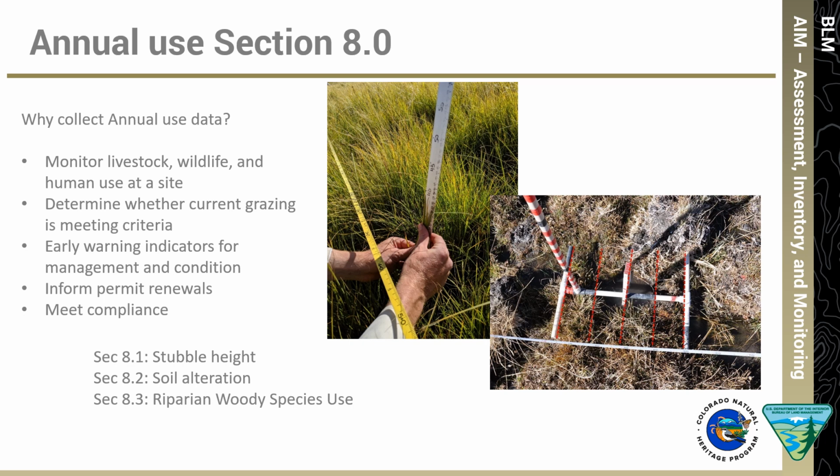There are 3 methods protocols included in the annual use section, which I will cover in this presentation: Section 8.1, stubble height, Section 8.2, soil alteration, and Section 8.3, riparian woody species use.